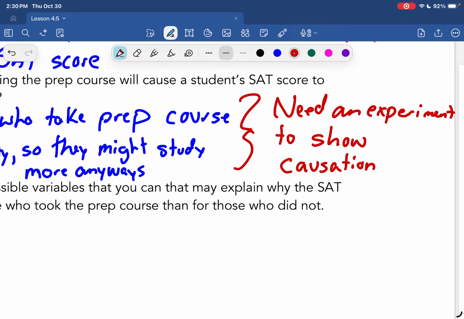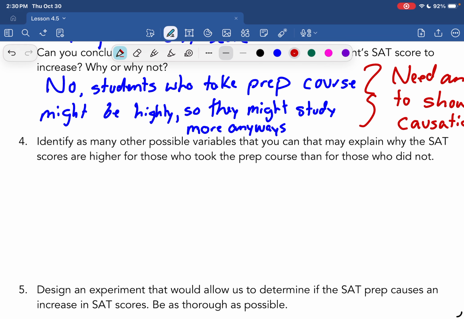Okay, next. So number 4, identify as many other possible variables that you can that may explain why the SAT scores are higher for those who took the prep course than those who did not. Now, I'm just going to list 4. There are probably hundreds that you could talk about here.